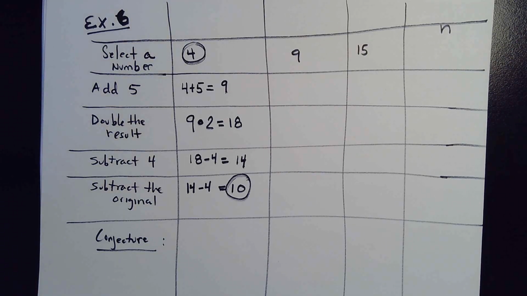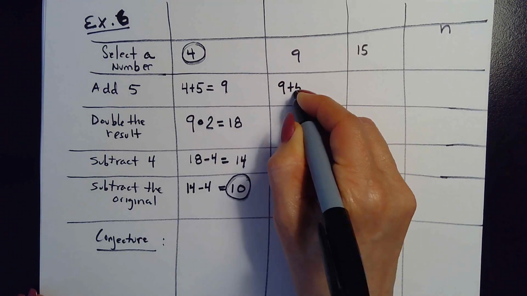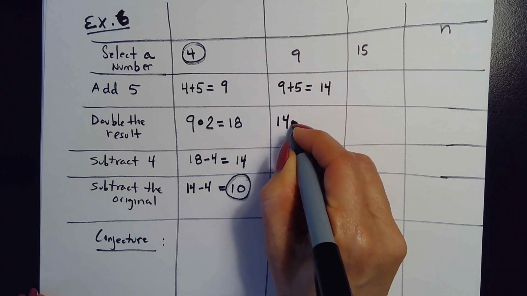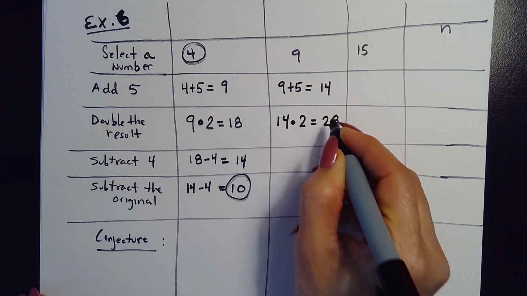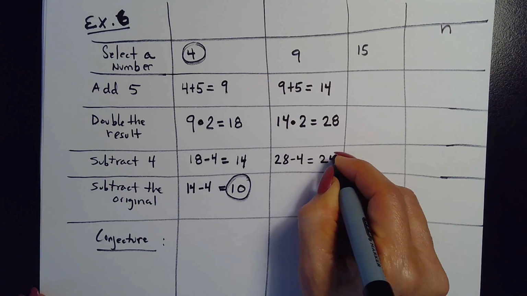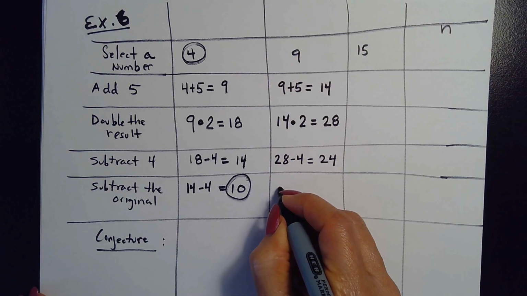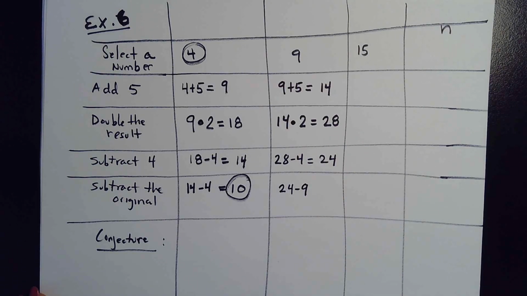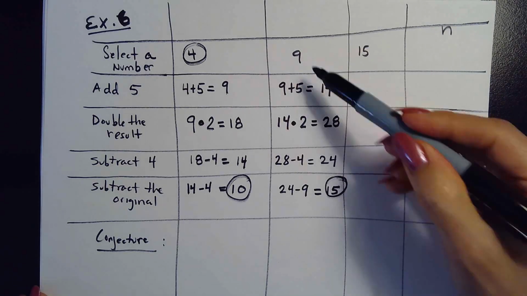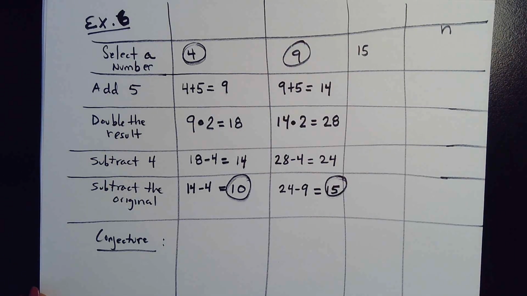Let's see if it's true for 9. So 9 plus 5, that's going to give us 14. And then we're going to double the result. 14 times 2, that's going to give us 28, right? And then we're going to subtract 4. 28 minus 4 is going to give us 24, okay? And then 24 minus 9, going to subtract the original, is going to give us 15. And so we look at 9 and 15, and again, the process increased the original number by 6.